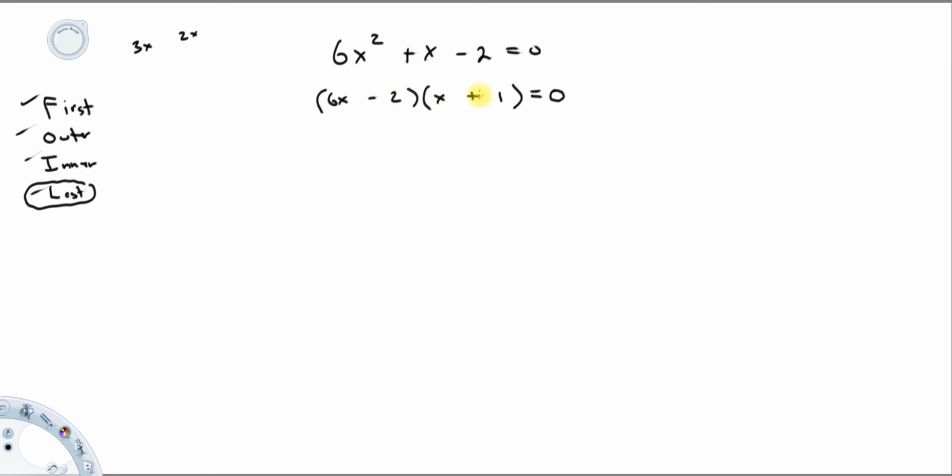Now, by design, the first and last terms already work. All we've got to check are the middle terms, right? The outer and inner are what's going to give us the middle terms. So this is 6x minus 2x, that's 4x. That does not work. That's not equal to x. So we might change it like so and try it. This is now 2x minus 6x. Still doesn't give us this.